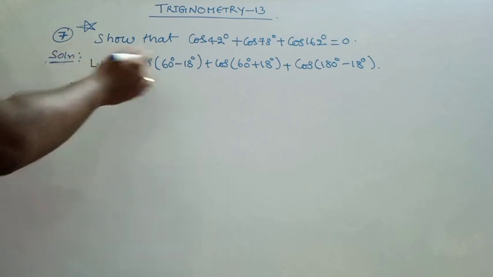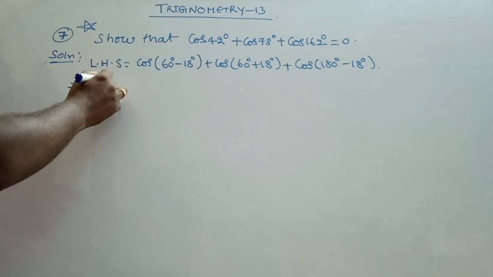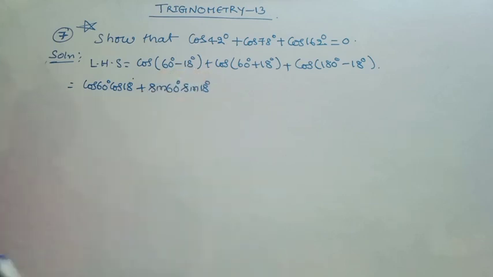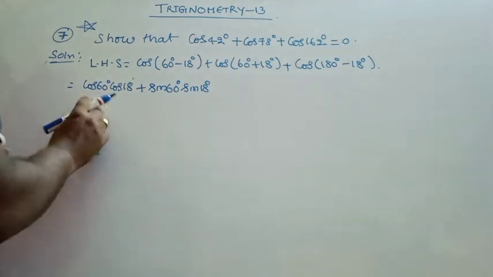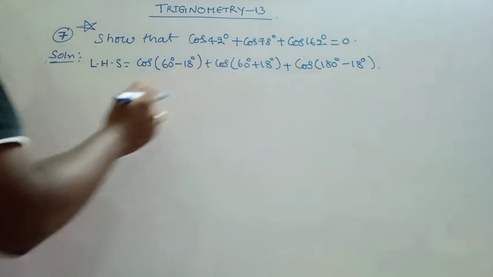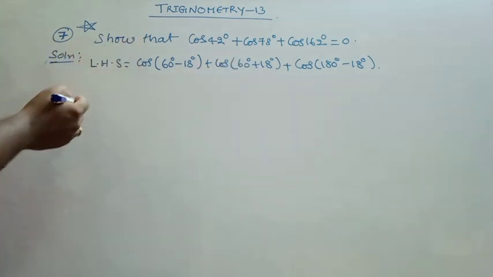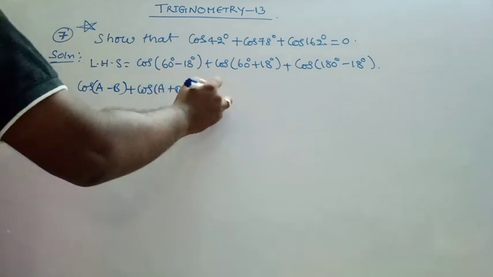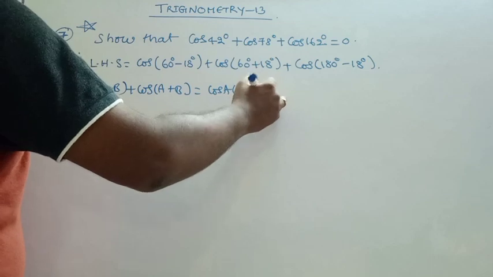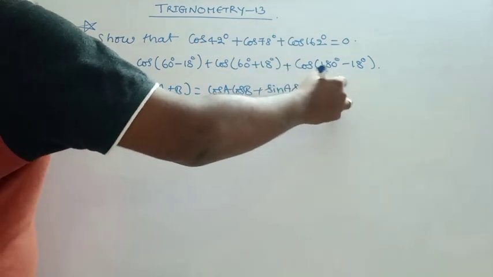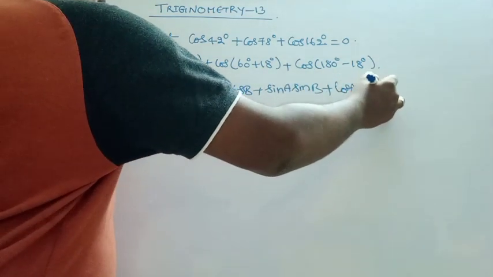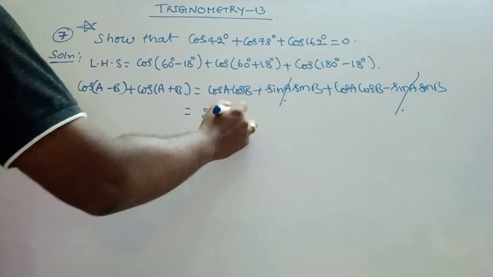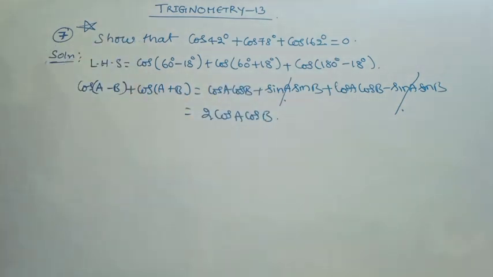Once we have got this, now the cos A minus B formula gives cos 60 cos 18 plus sin 60 sin 18 degrees, and this is cos A plus B. However, one thing we can do here instead is to use cos A minus B plus cos A plus B. This is cos A cos B plus sin A sin B, plus cos A plus B, which is cos A cos B minus sin A sin B. The sin A sin B terms cancel and you will get 2 cos A cos B. Therefore you have got a nice formula: cos A minus B plus cos A plus B equals 2 cos A cos B.